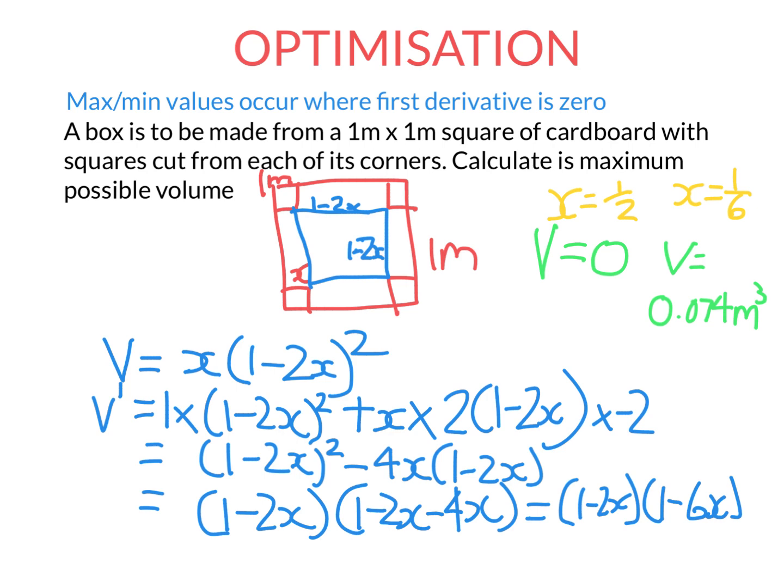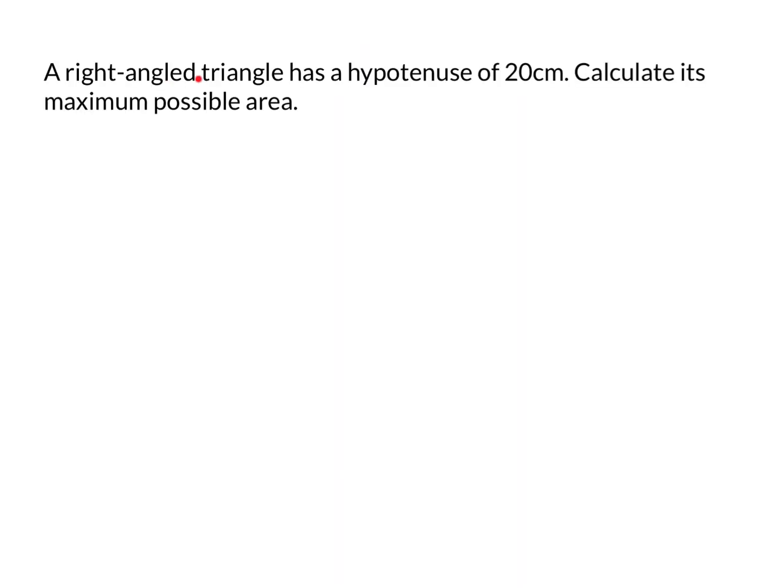And then we're done. Let's look at a problem now involving triangles. A right angled triangle has hypotenuse 20 centimeters. Calculate its maximum possible area. So again, because we're finding a maximum here, we need a function to differentiate, and then we find where the derivative is equal to 0.